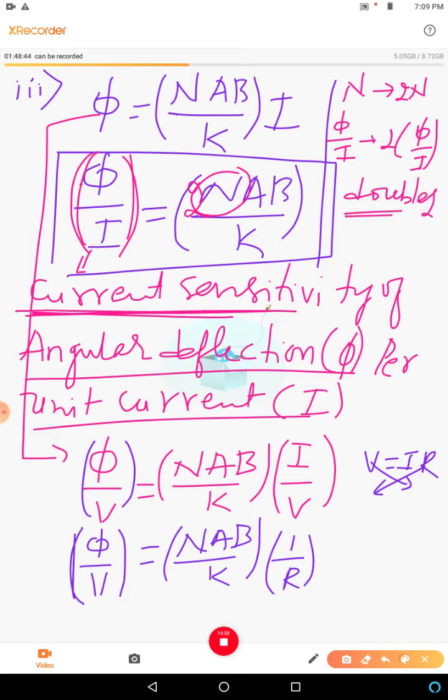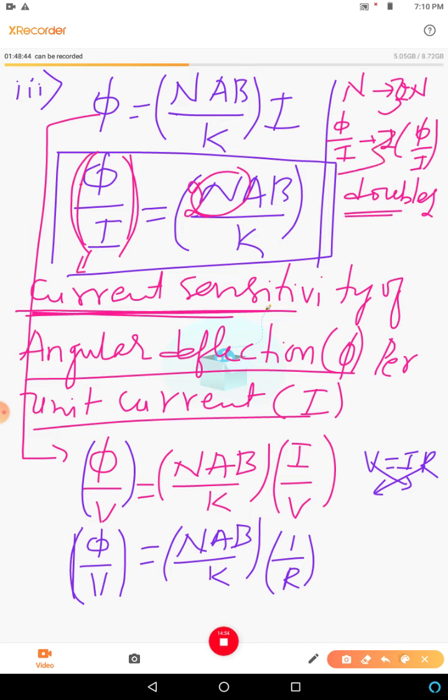How to increase the current sensitivity of a galvanometer? By increasing the number of turns. If the number of turns is doubled, the current sensitivity is also doubled. If the number of turns is tripled, 3n, the current sensitivity becomes 3 times. It keeps increasing like this.